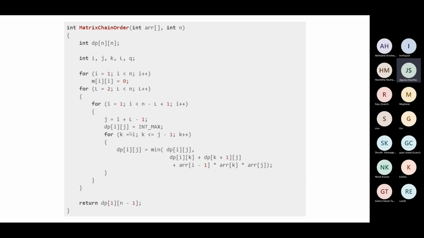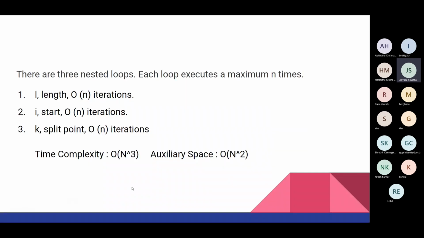And then you initialize your dp of i, j to be int max, the maximum value. And again, the same transition that you have seen: dp of i, j will be the minimum of the values that have been calculated. And then you will return dp of 1, n minus 1, which will give the minimum cost of multiplication.